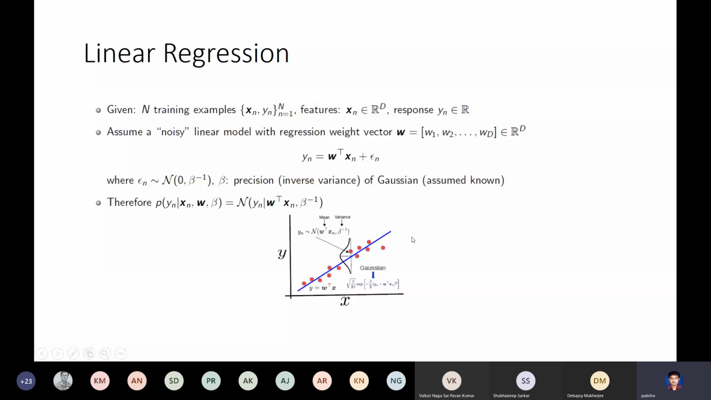So our estimation task, or our modeling task here is, given capital N training examples, xn and yn, you estimate the value of W and beta inverse. In other words, just find the regression line and how much variation there is around the regression line. That's all you need to find out. If you find that, you have the model. Given x, you can find y. And you can not only find y, you can find the distribution of y.